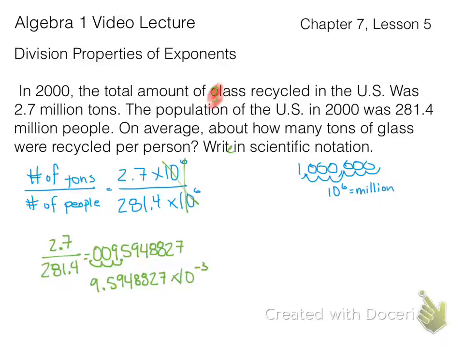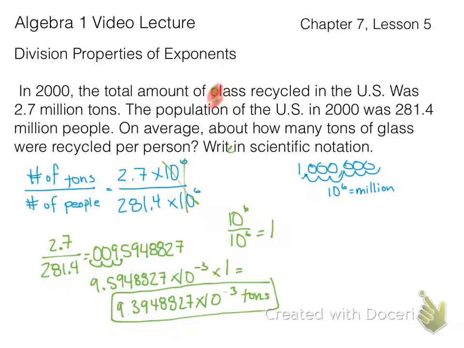And then, since the second factor equals 1, the 10 to the 6th over 10 to the 6th is 1, multiplying by 1 just means that it is 9.59488827 times 10 to the negative third tons of trash per person, which is not a lot. A ton is a lot, but you only have 0.009 of it. So that's actually not a lot. It's not like each person recycled literally a ton of glass in 1 year.